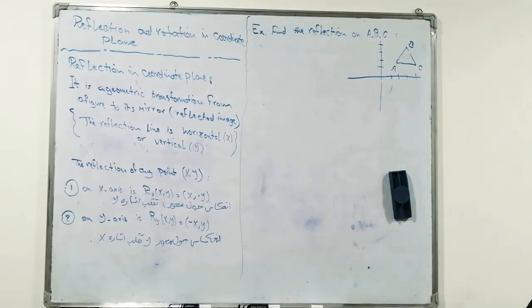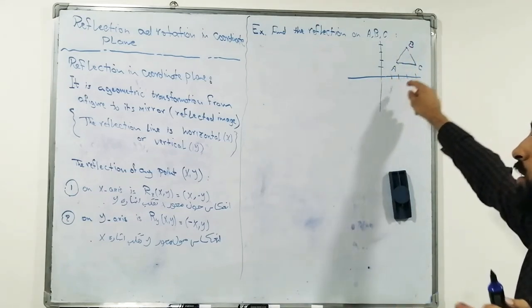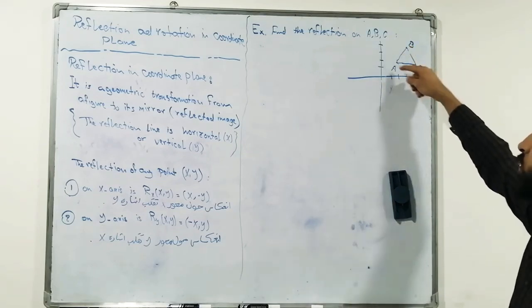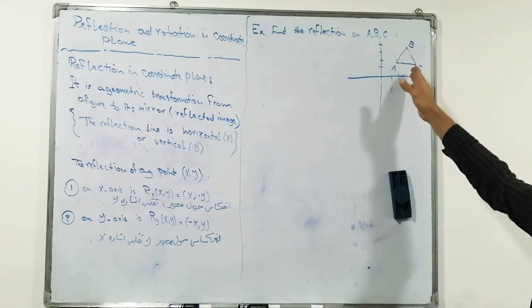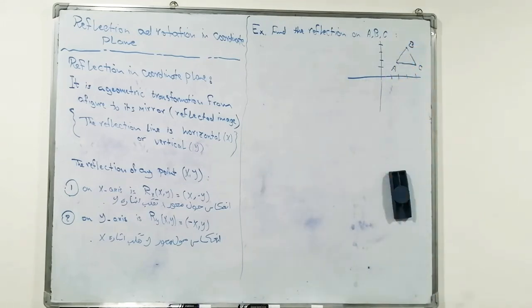As we talked about previously, we can apply the reflection on a figure which consists of two or more than two points. Here we have to apply the reflection over each one of the points of the figure.